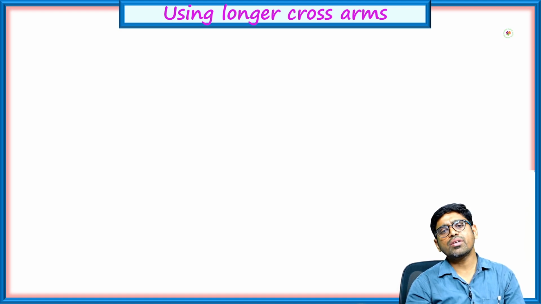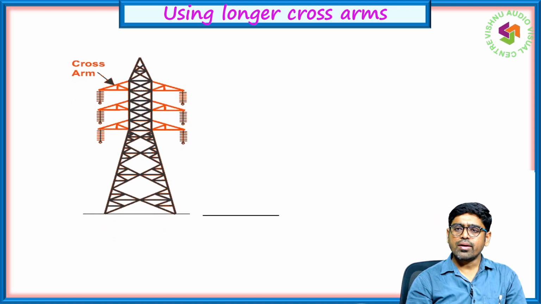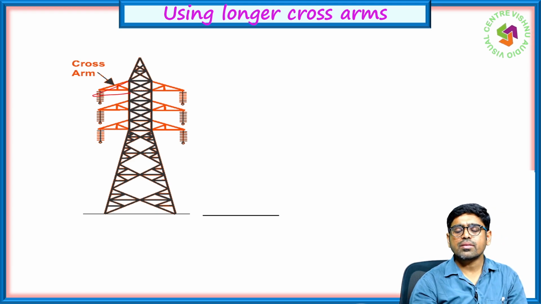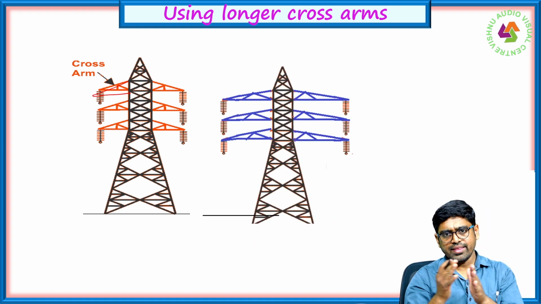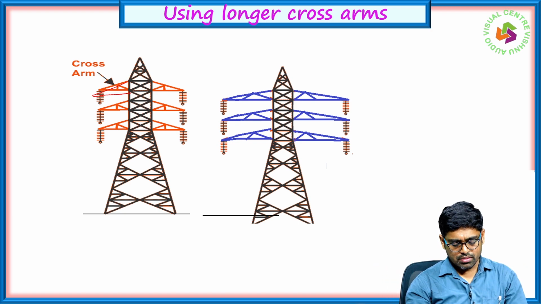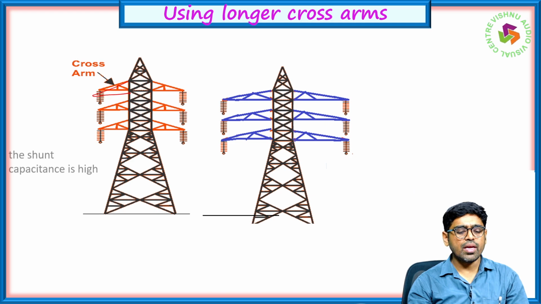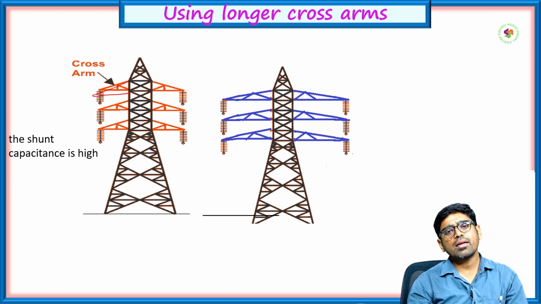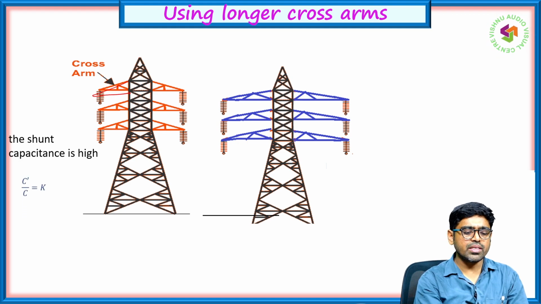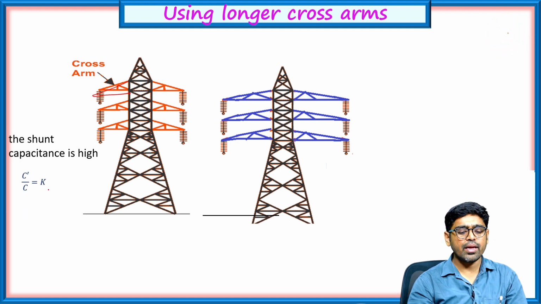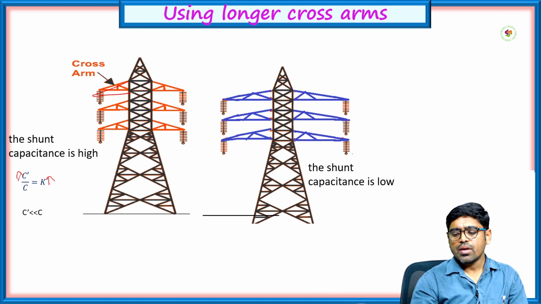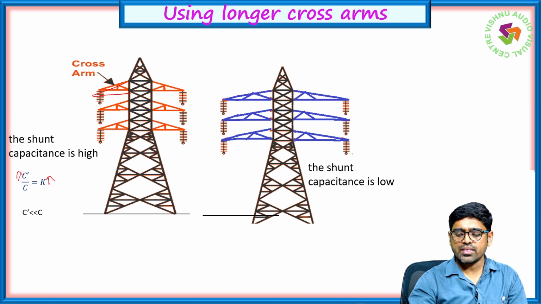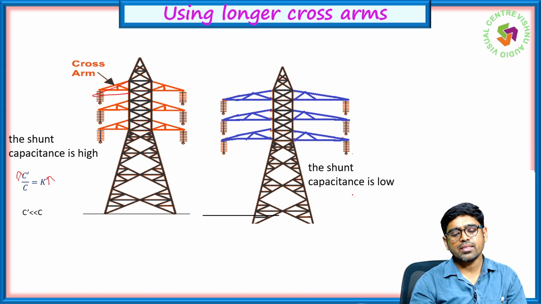So the first method is using longer cross arms. We have a longer cross arm like this type of structure. This is a normal cross arm and this is a longer cross arm. So the length from the disc to the tower increases, then what will happen? The shunt capacitance is high with shorter cross arms. So C dash by C equal to K. If C dash is high, K gets high. With longer cross arms, C dash is very much less than C, the shunt capacitance is low. In this case the shunt capacitance is low, and in the other case the shunt capacitance is high.